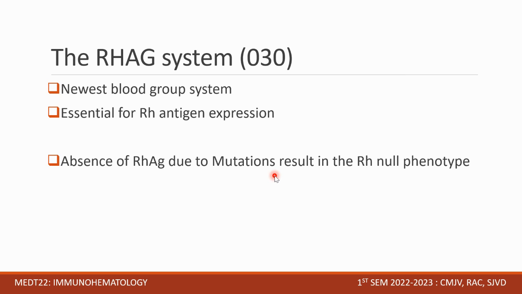Lastly, the RHAG system, the newest blood group system, 030. This is according to the reference, but if I'm not mistaken, there is a newer, more recently discovered blood group. It is essential for RH antigen expression. Absence of RHAG due to mutations results in the RH null phenotype.